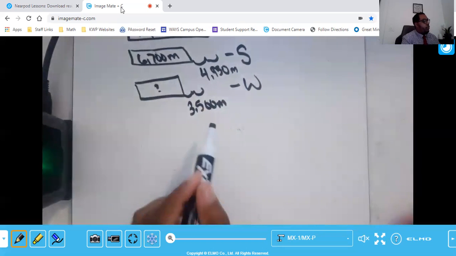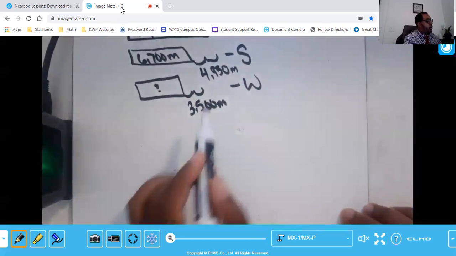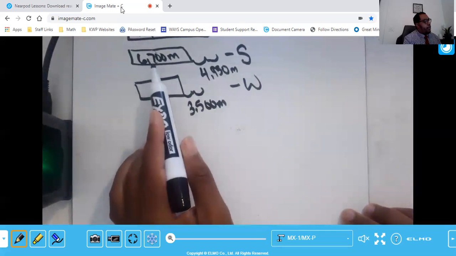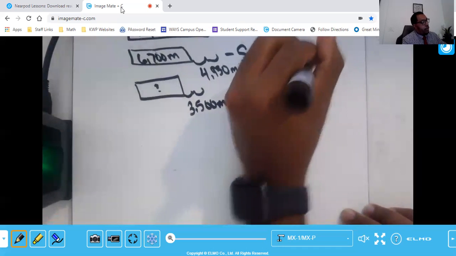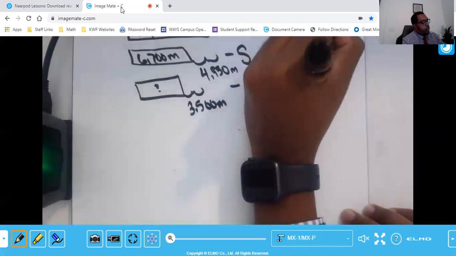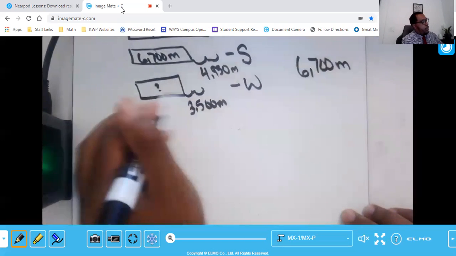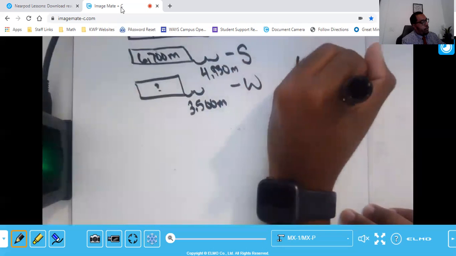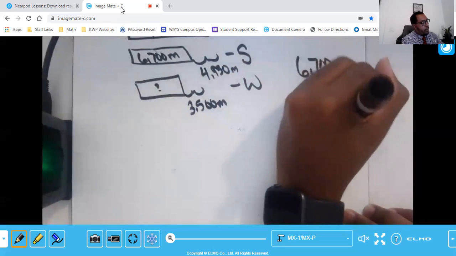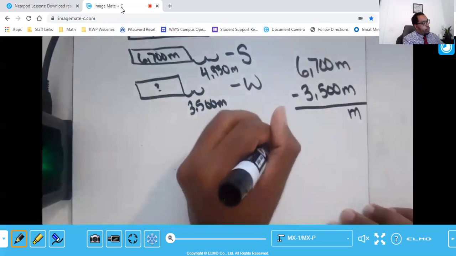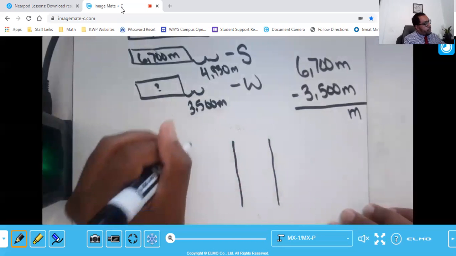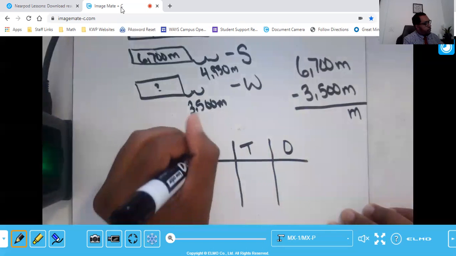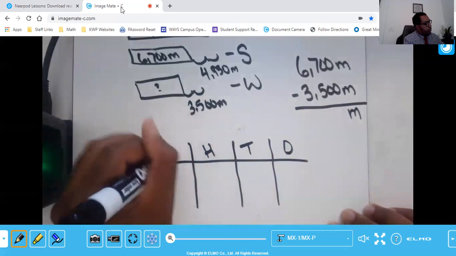So I know that they use 3,500 fewer meters of wool than they did of silk. And now that I know my silk, I can subtract. So I have 6,700 meters, going to take away 3,500 meters. Our meters will stay the same. I'm going to do it again on my place value chart. These are my ones, my tens, my hundreds, and my thousands.